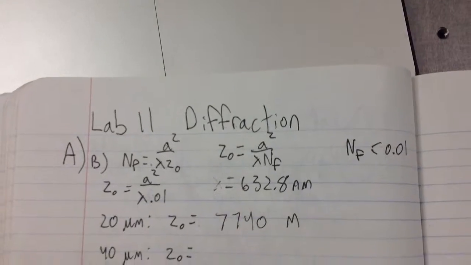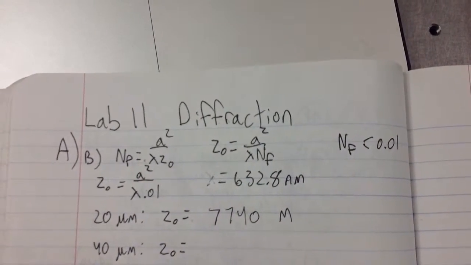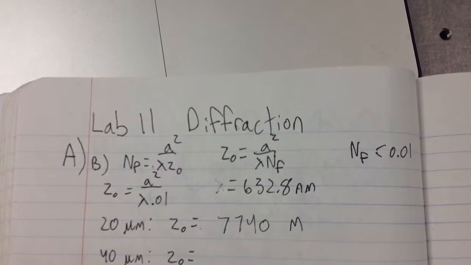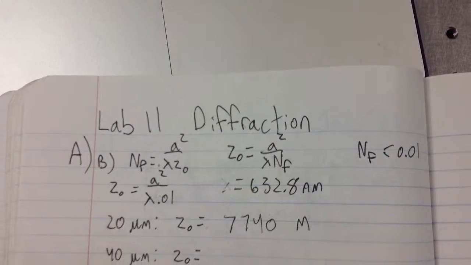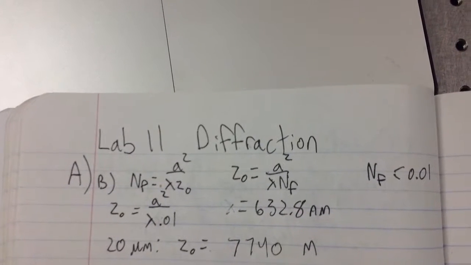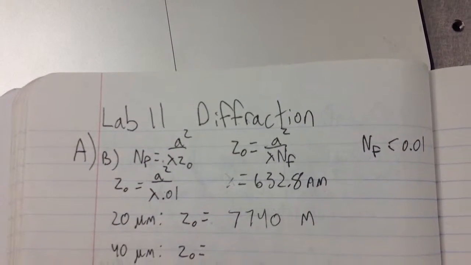The Fraunhofer region occurs at a Fresnel number less than 0.01. Using this equation, we calculate that this occurs at a distance of 7,740 meters for all the straight fringes. Thankfully, we didn't have to be this far away to observe this region because we used the lens to focus this on the camera.